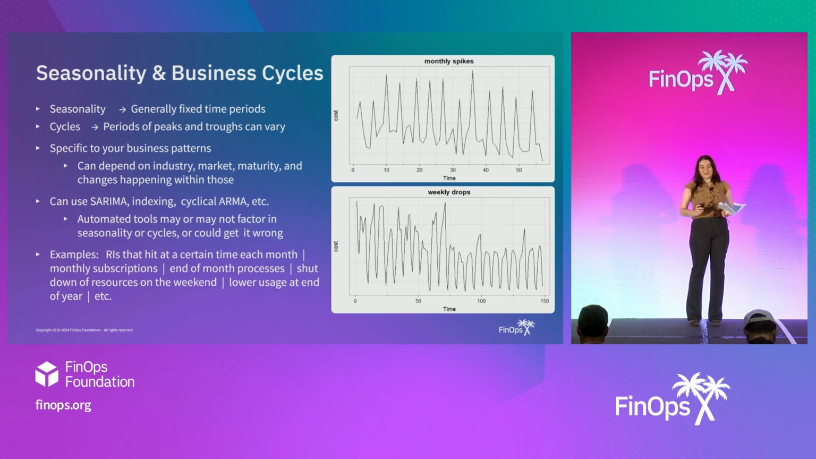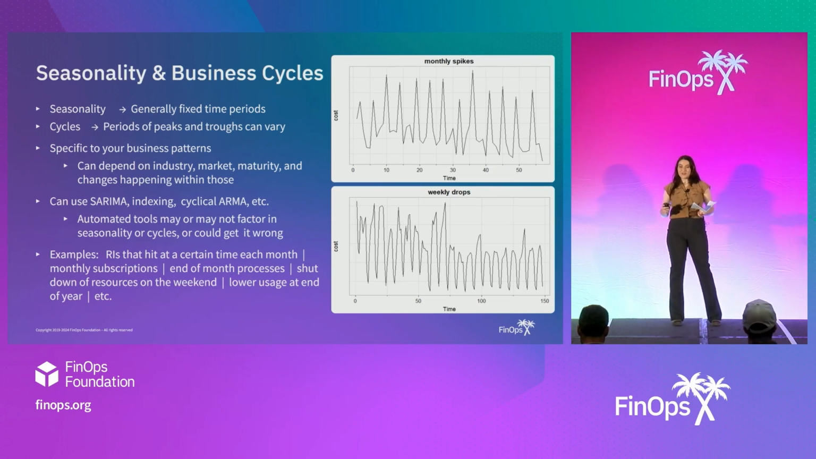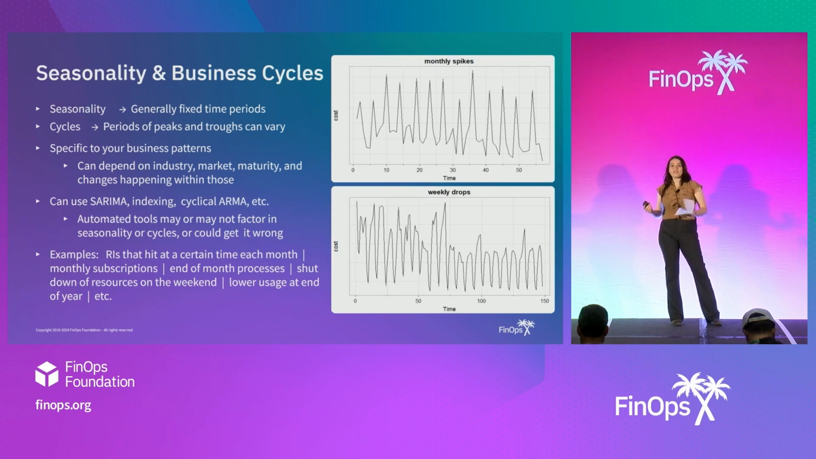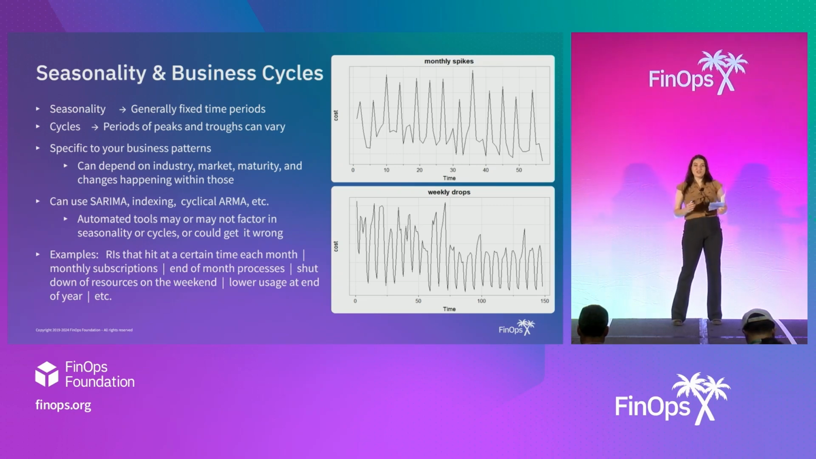Then some examples of processes in FinOps that might fit with these: if you have end-of-month processes, maybe your cost spikes up towards the end of the month, or if you have people who go on vacation in the summer or at the end of the year, they might not do as much in their R&D environment, so your cost might go down. So that could be another example.